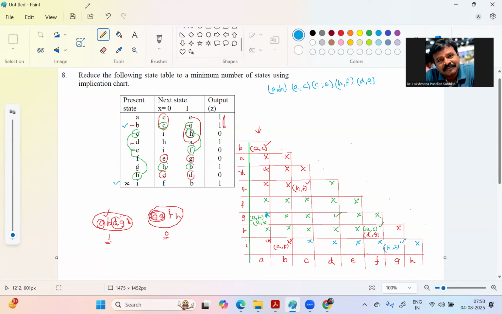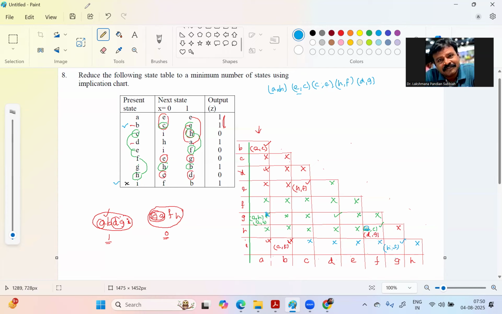AC is not possible, right? AC is not possible because of A, E and I; AC as output is different. So EC, sorry, EC is already there. DG also is already there, right?